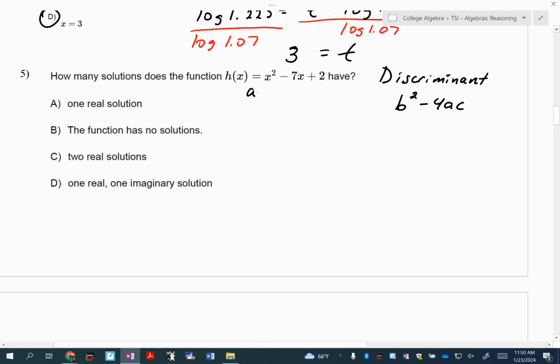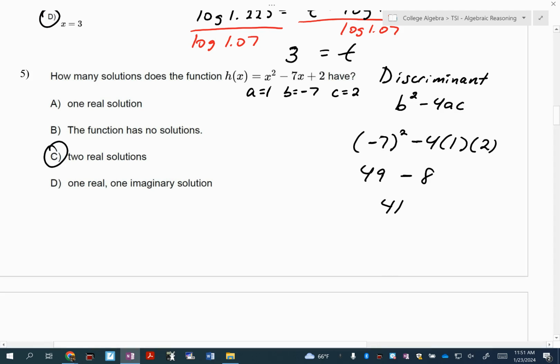So if a is 1, b is -7, and c is 2, and I plug that in, I get -7 squared minus 4 times 1 times 2. So that's 49 minus 8, which is 41. And I don't care that it's 41. What I do care is that it is positive, so I'm going to have 2 real solutions. If your discriminant was negative, you would have 2 imaginary or complex solutions. If your discriminant was 0, you would have 1 real solution. All right, so that's how it works.